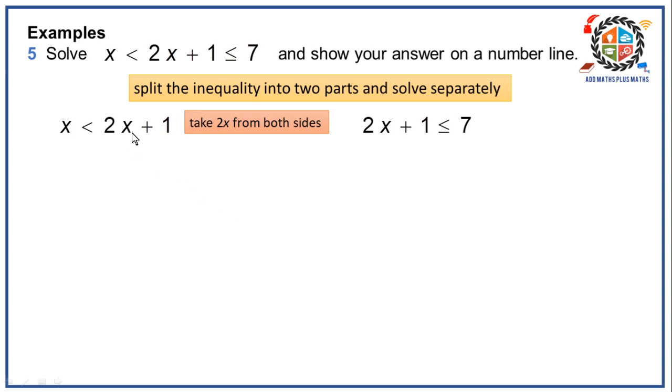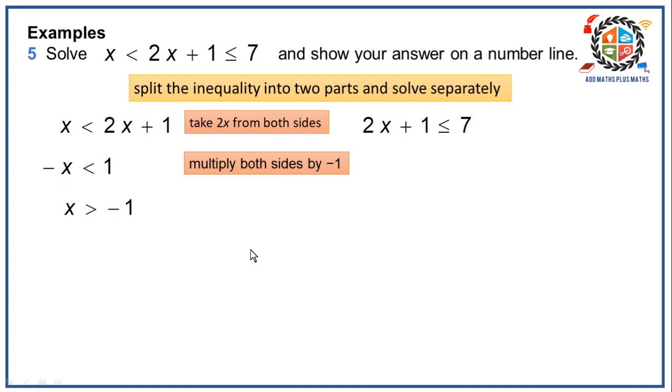If I take 2x from both sides, x minus 2x is negative x. Then 1 will be left on the right side. Okay, recall that if you multiply both sides by negative 1, the symbol will be reversed. So it means x is greater than negative 1.